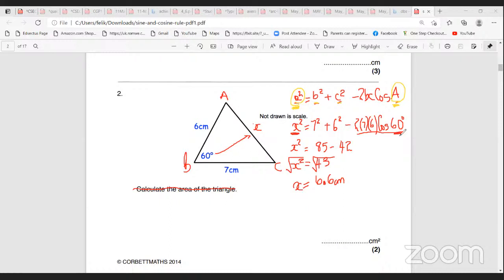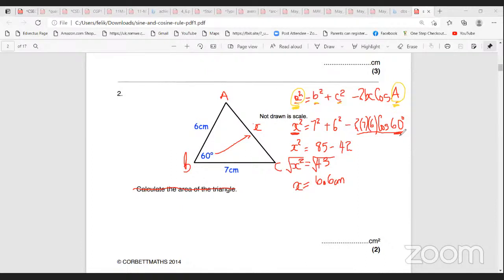All right, so that's it for the side. However, we're going to answer this question that asks us to calculate the area of the triangle. So this is going to be a new question. I'm going to erase what we have on screen and we're going to answer this question that asks us to calculate the area of a triangle.